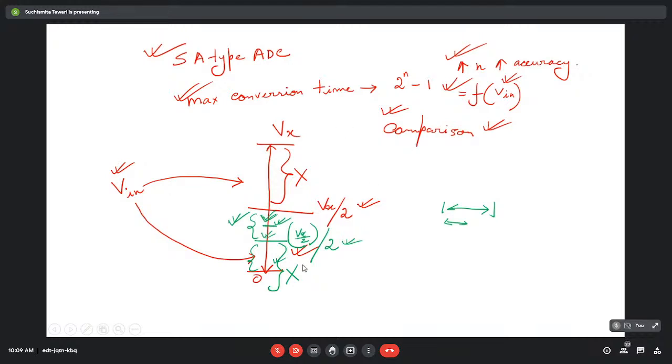Now for how many times this division of the range will happen, that we will see. But the basic principle is this: whatever be the range, divide it by 2 and compare it with the Vin value to see whether Vin is greater than that particular midpoint value or less than it. If it is greater than the midpoint value, then the corresponding range, here the upper range, will remain, and we will discard all the values in the lower range.